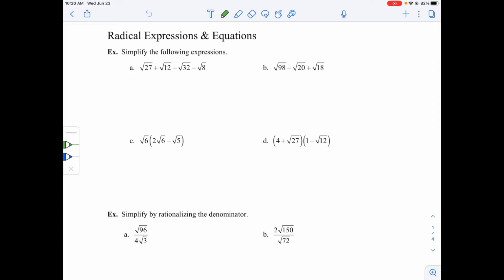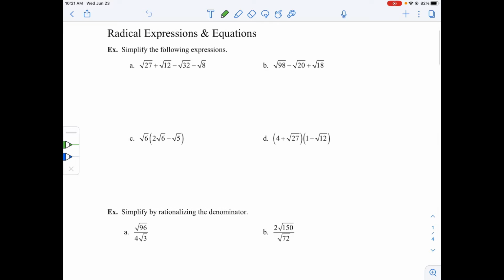For this first question, I would like to simplify the following expressions, and we want to review our radical expressions and equations. So in order to simplify a radical equation, we need like radicals. So what I want to do is simplify root 27 into 9 times 3, root 12 into 4 times 3, 32 would be 16 times 2, and 8 would be 4 times 2.